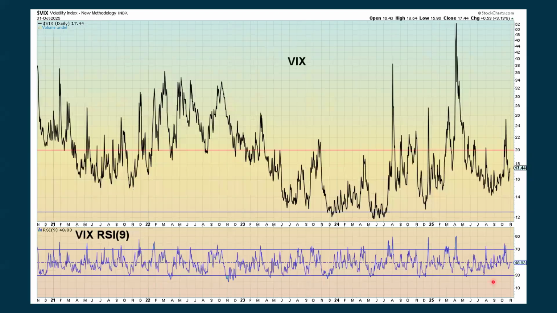But we also want to look for extreme moves. When the VIX moves really fast and we start to get above 70 or below 30, that's what the RSI short term based on 9 periods measures. Not really, we're just around the midpoint right now. So the VIX hasn't been moving all that much, at least as far as speed.